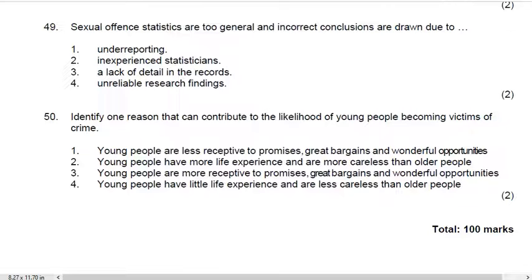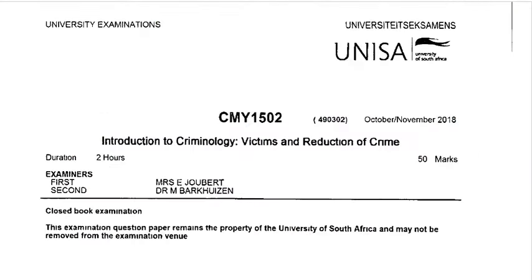Okay, guys, do not forget this was the May-June 2020 question paper. Now we are going to jump to the next question paper. Okay, guys, let us now proceed to our next question paper, which is the October-November 2018 CMY 1502 question paper.